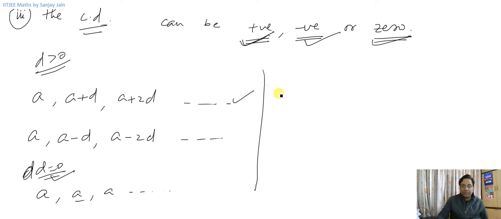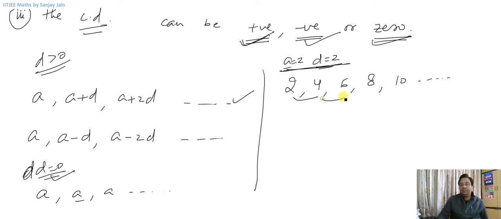Let me write a particular AP for you. For example, if I take first term as 2 and common difference also as 2, then the AP will be 2, 4, 6, 8, 10, and so on, right? This is an increasing AP. Each term is more than its previous term.